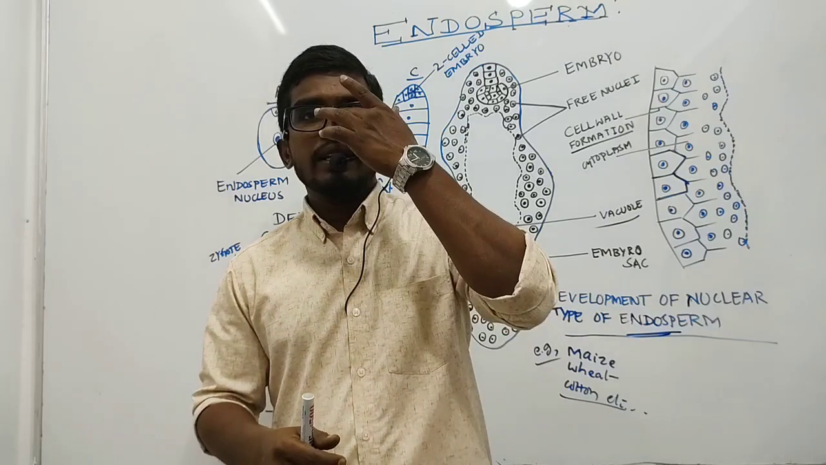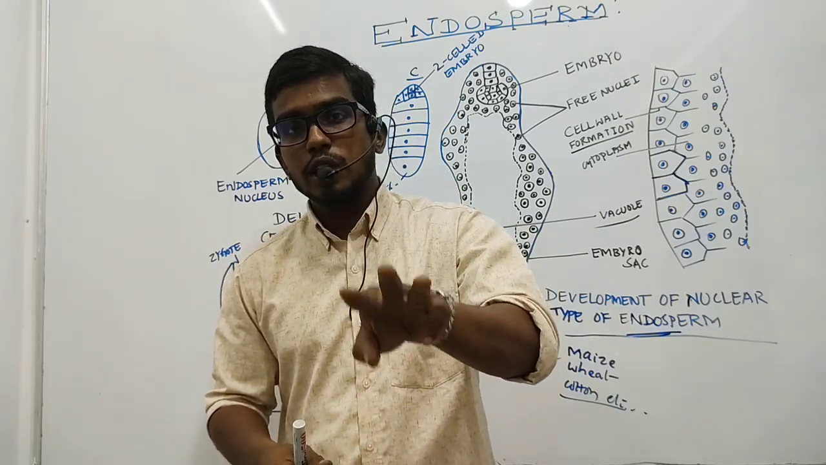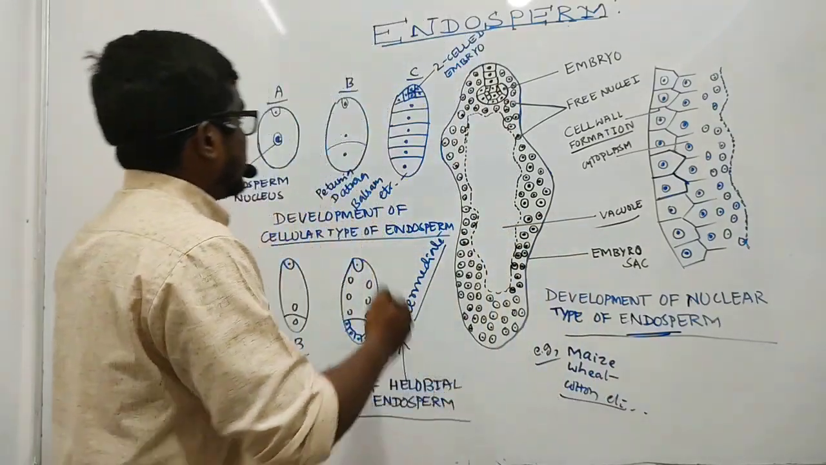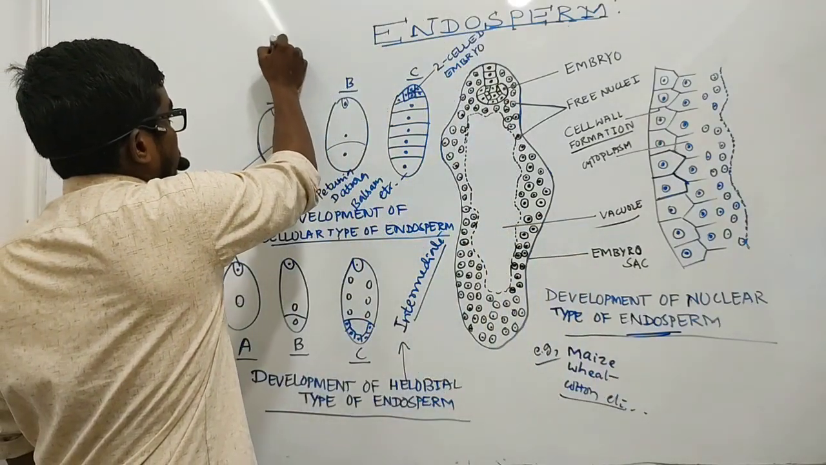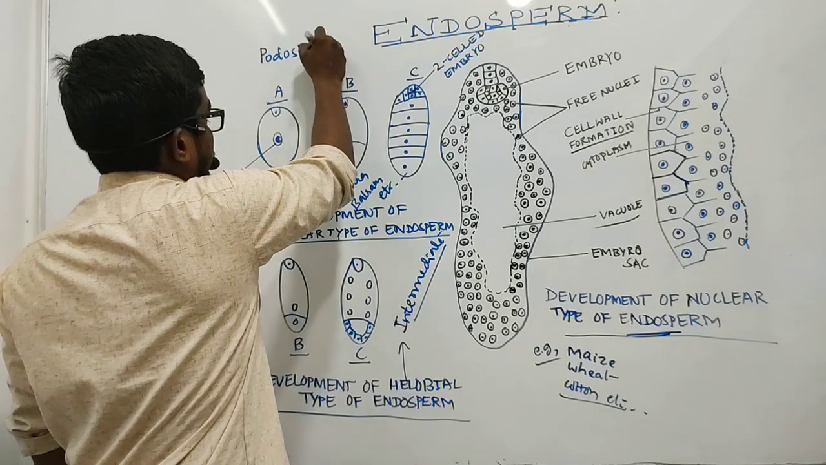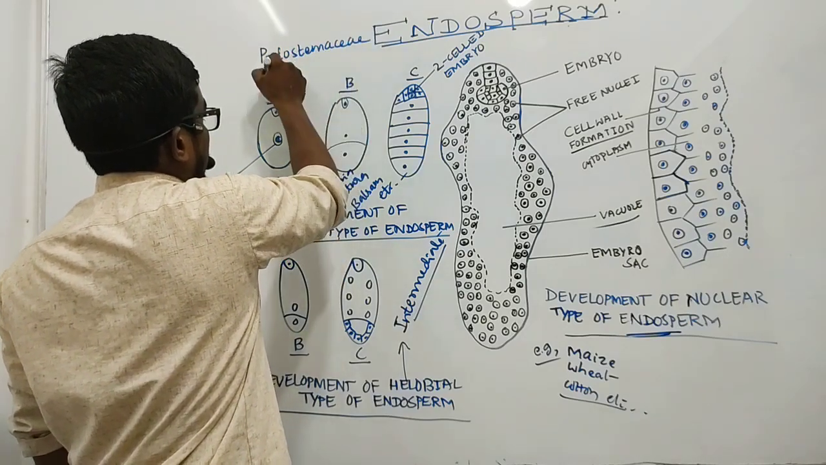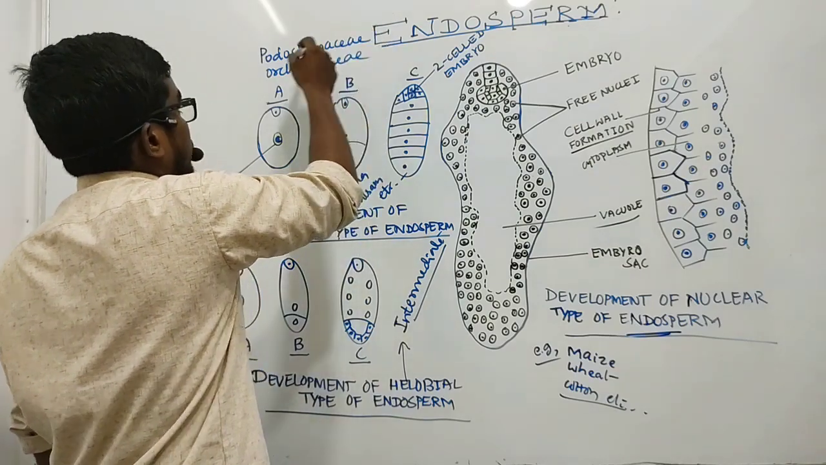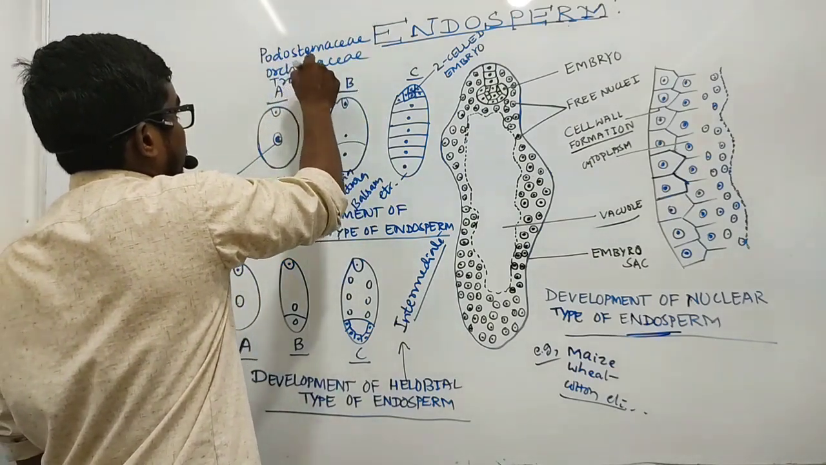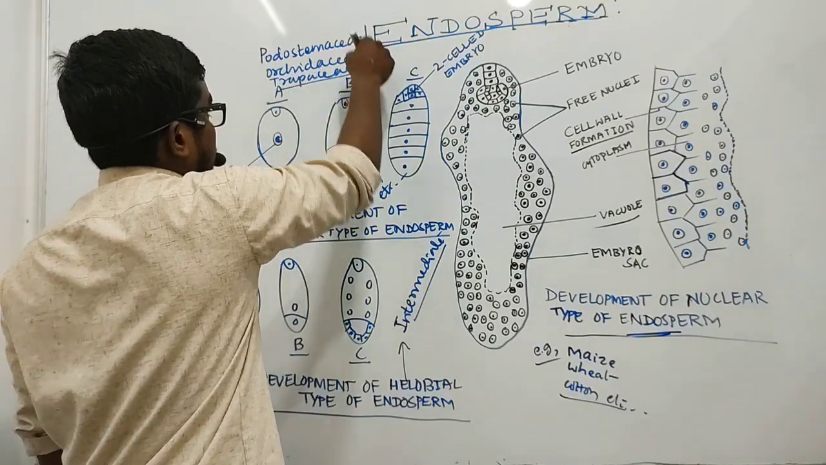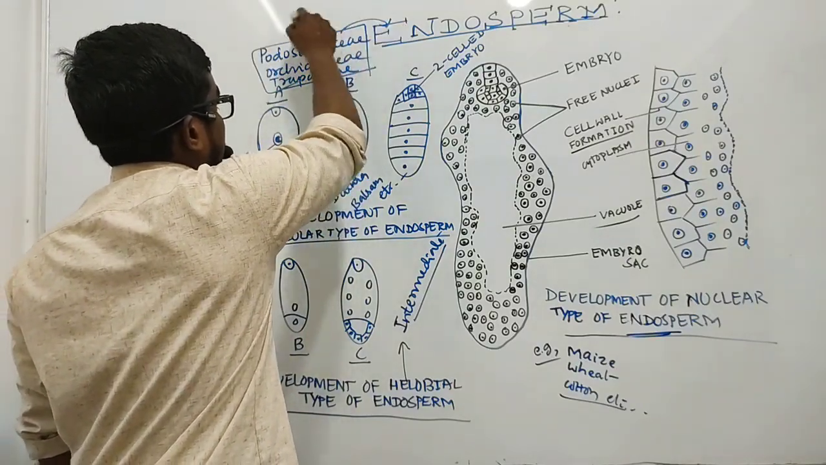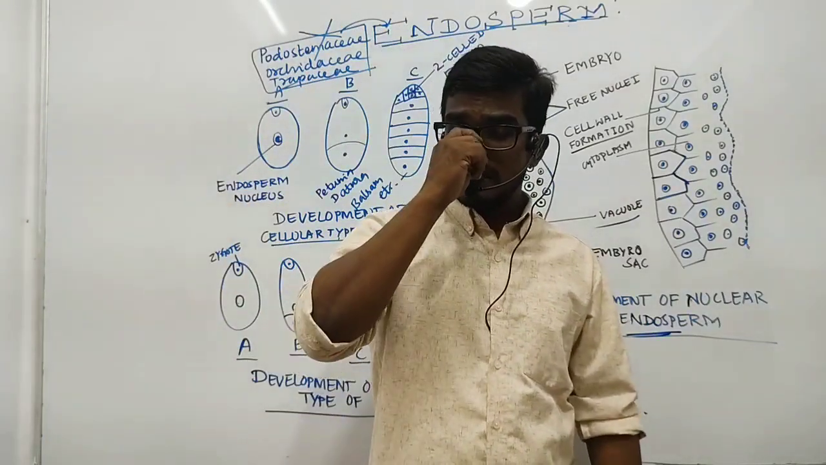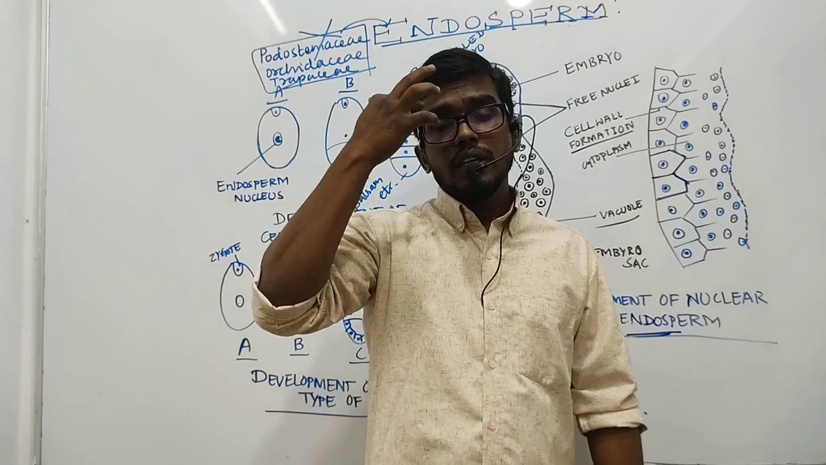Also remember that there are three families of angiosperms which do not produce endosperm at all. Let me tell you that. First we have Podostemaceae. We also have Orchidaceae, and we also have Trapaceae. These three families generally do not produce the endosperm at all. Other than these three families, most of the other families will definitely produce the endosperm.